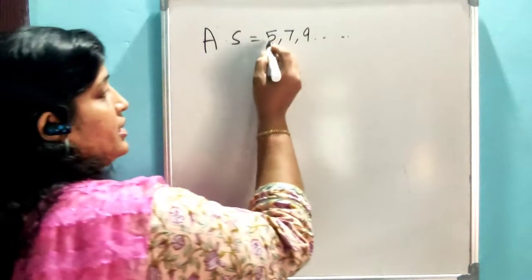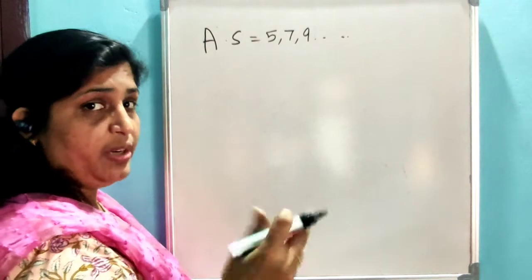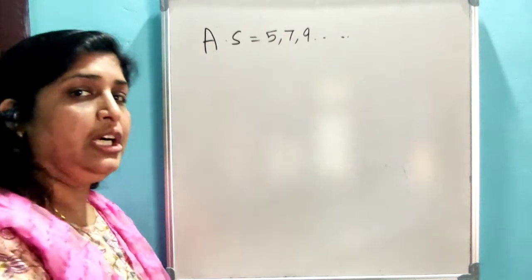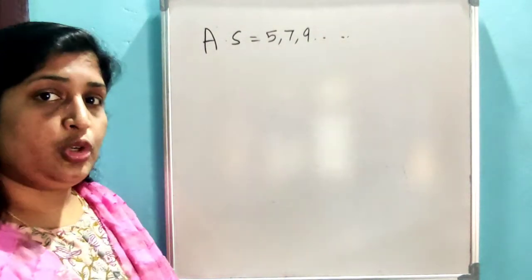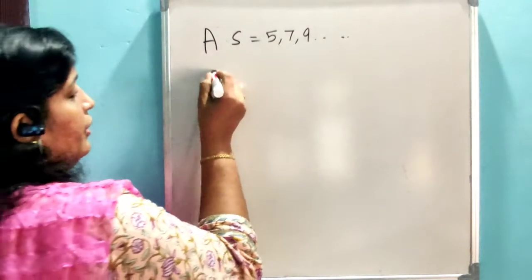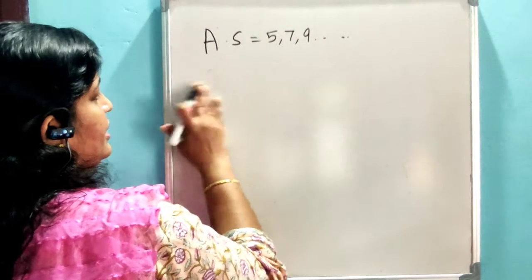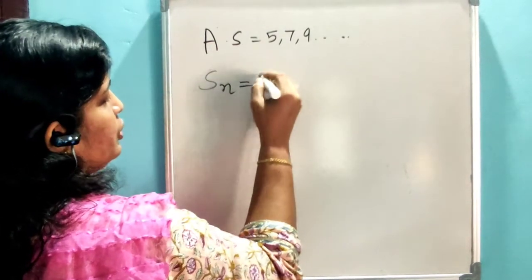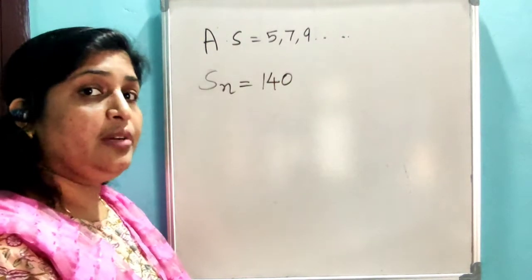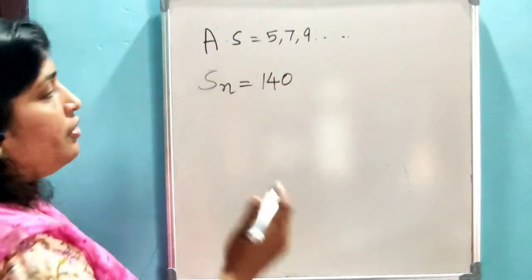Some terms of this sequence sum to 140, but we don't know how many terms there are. We have some terms of this sequence equal to 140. We don't know which terms they are. So let us take the sum of n terms equal to 140. Suppose the sum of n terms is equal to 140.